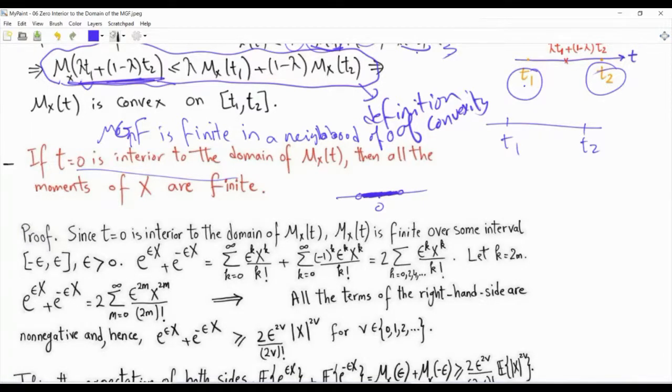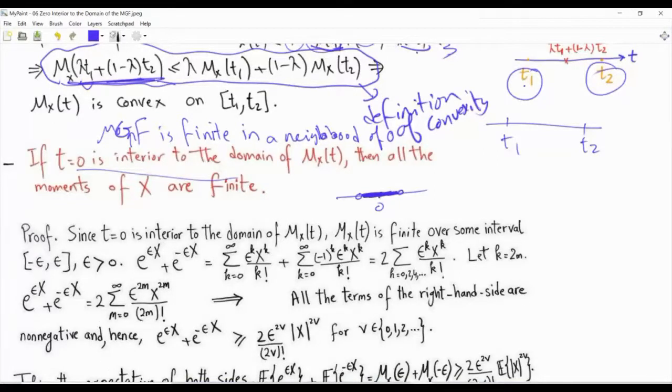Here we are basically starting to establish why this expectation of e to the tX is called the moment generating function. So what is its relationship with the moments? This is one thing: if t is interior to the domain of the moment generating function, then all the moments are finite.